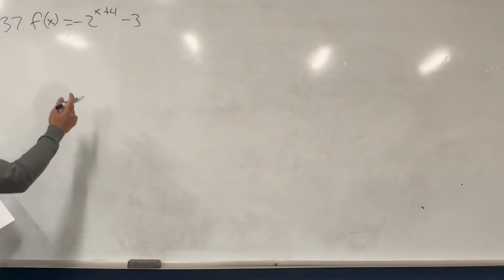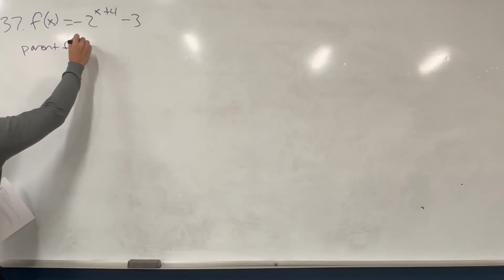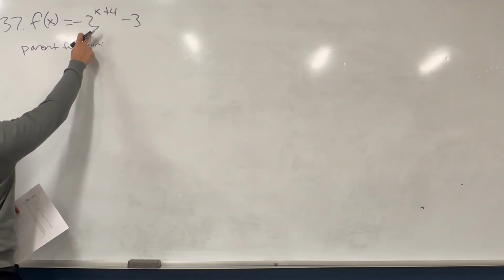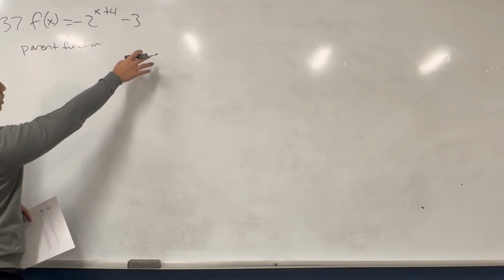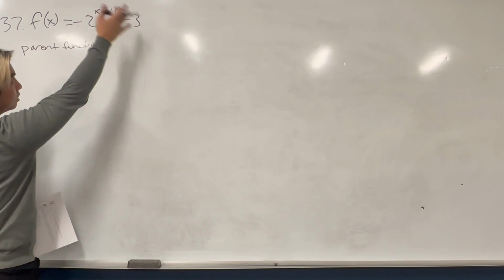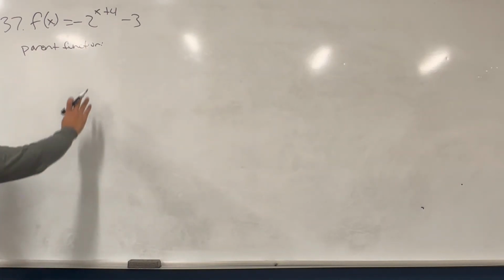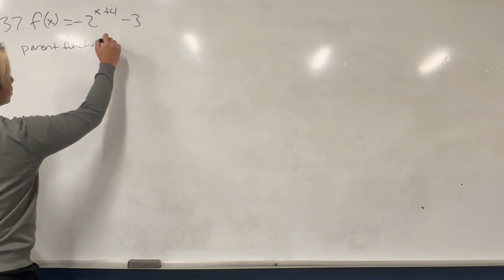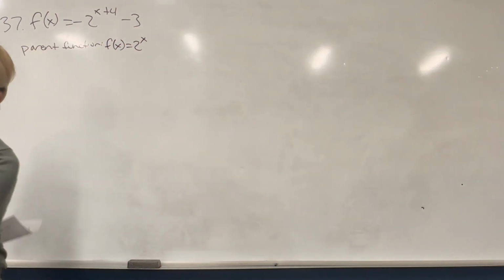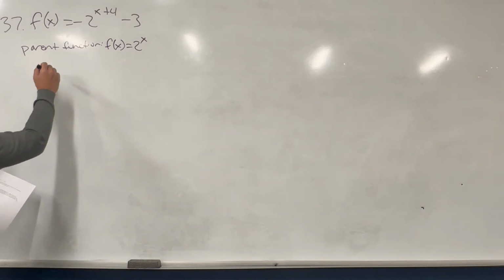Okay, so our basic function, right? So our parent function is what? If we look here, what do we have? We have a negative 2 to the x plus 4 minus 3. So we know that this plus 4 is a horizontal shift, and this minus 3 is a vertical shift, and then this minus is a reflection. So that leaves us with 2 to the x. So our parent function is f of x equals 2 to the x. Okay, and parent function, let's graph that out.